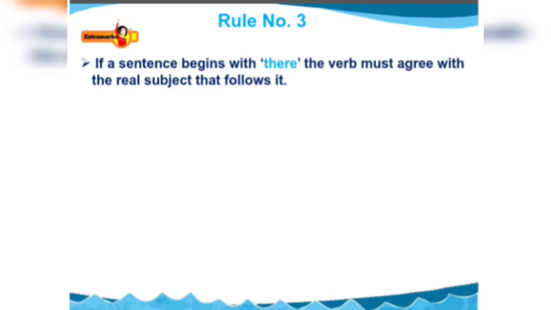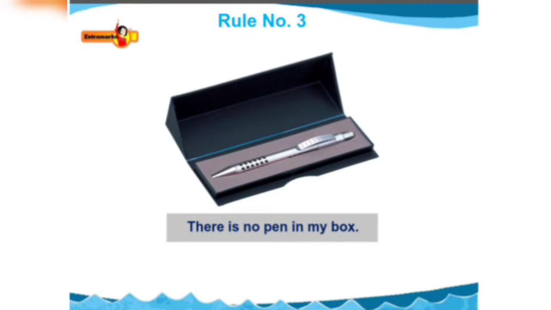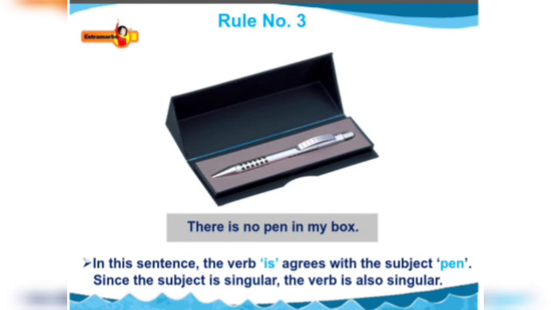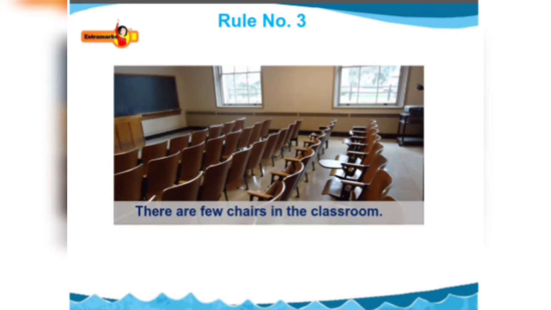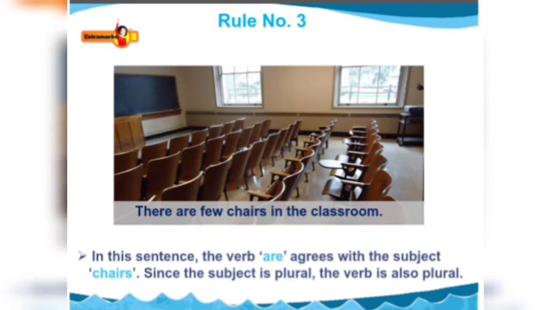Now let's learn some more rules. Rule number 3. If a sentence begins with there, the verb must agree with the real subject that follows it. For example, there is no pen in my box. In this sentence, the verb is agrees with the subject pen. Since the subject is singular, the verb is also singular. Let's read another sentence. There are few chairs in the classroom. In this sentence, the verb are agrees with the subject chairs. Since the subject is plural, the verb is also plural.